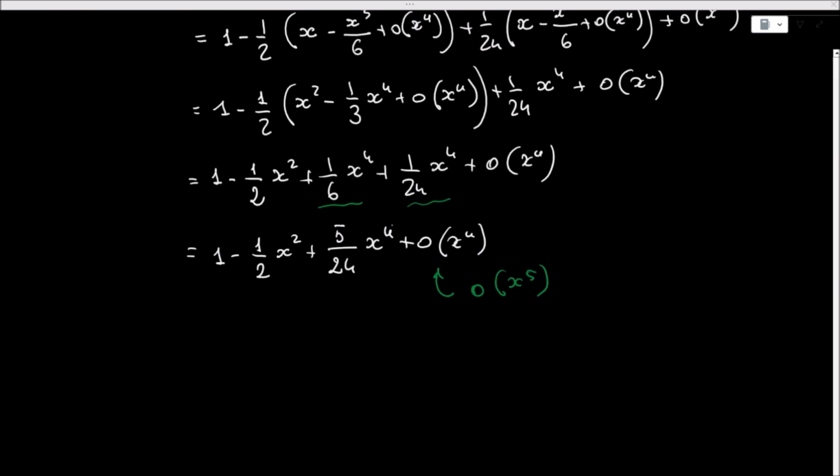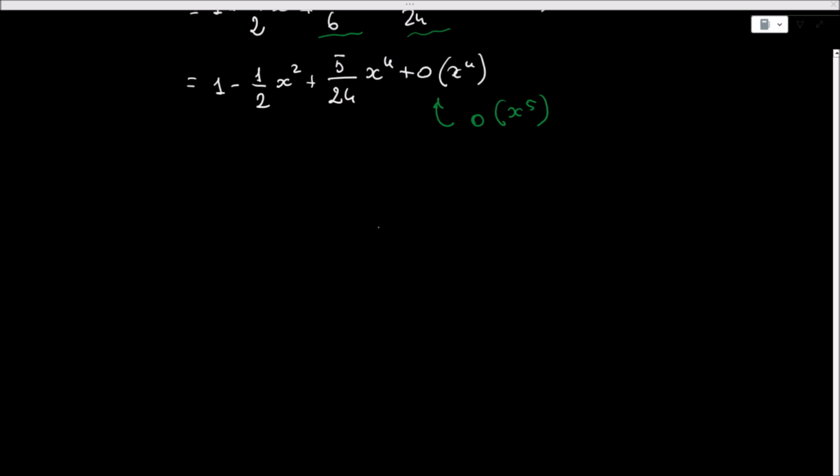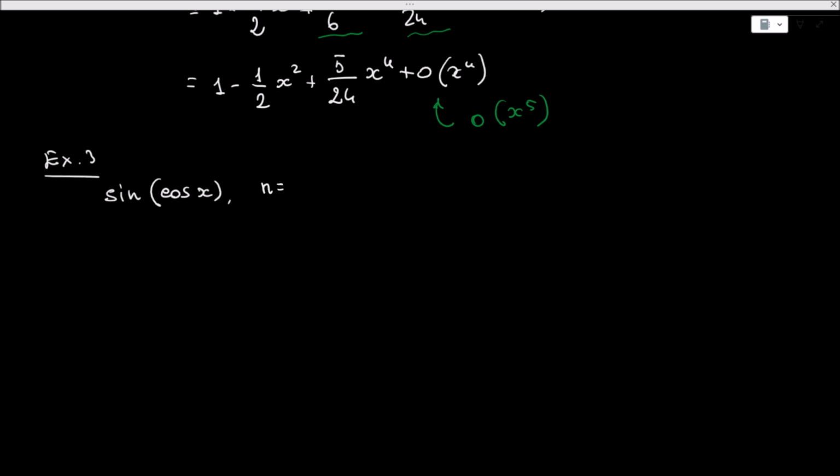Now let's see if we can do the inverse. So example 3, can we expand sine of cosine of x up to n equal 4 around the origin? Well, the thing is that cosine of 0 is different from 0, so we cannot do the expansion around x naught equal 0, okay? Just because one of the necessary conditions for the expansion of the compound function is missing.